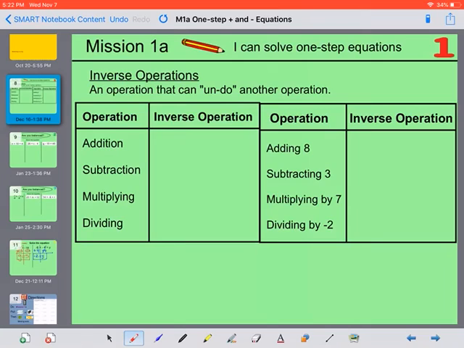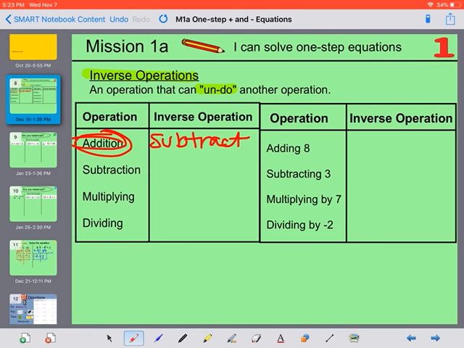Hello, today we are starting Unit 3A, which is Mission 1A, Solving One-Step Equations. First, we're going to talk about what we call inverse operations. They are operations that undo another operation. They undo each other. So if I had $4 and I needed to get rid of it, the opposite of adding 4 would be subtracting. So the inverse of adding is subtracting.